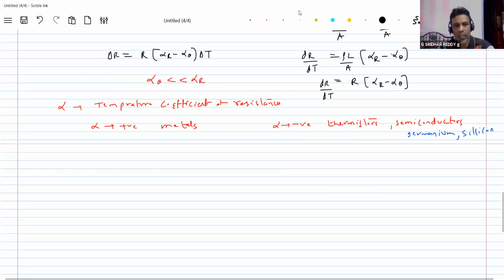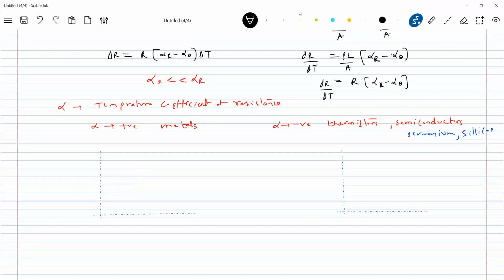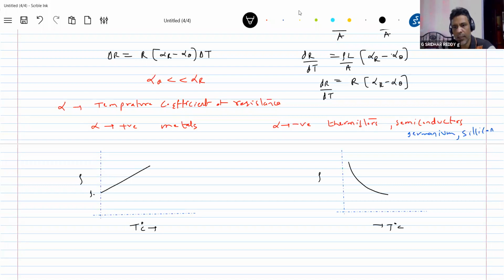The graph for these two we are going to learn in detail in semiconductors. For the time being, I'm just giving information. They are called thermistors. So as we discussed, here is some rough graph I'm giving. As you increase temperature, the resistance will decrease.